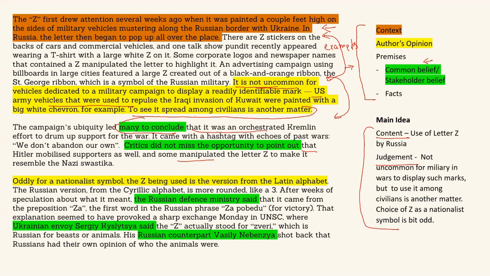Now understand that an option can be framed saying that these are the author's view. That will never be the answer. A question can come asking which of the following is the author's view, and these particular lines can be given as one of the options. This will never be the answer because this is not the author's view. This is the view of many people. This is the view of critics. So understand that. That is why we need to identify whose view this is.